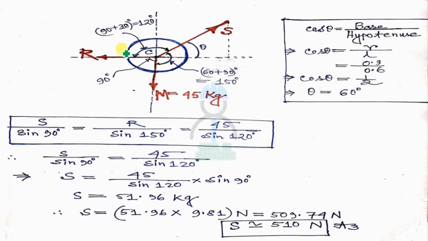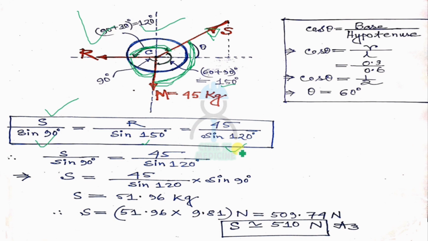As per the formula of Lami's theorem, now we can write S by the sine of the angle between the other two forces. That means the angle between R and M is 90 degree. Therefore, S by sine 90 degree equals R by the sine of the angle between the other two forces, that means S and M, that is 150 degree. R by sine 150 degree equals M, that means 45, by the sine of the angle between the other two forces, that means R and S, that is 120 degree.